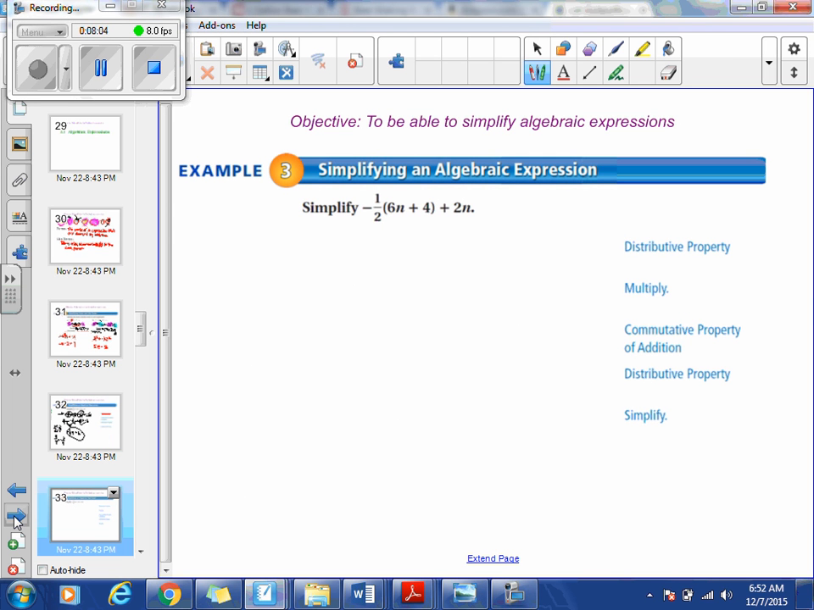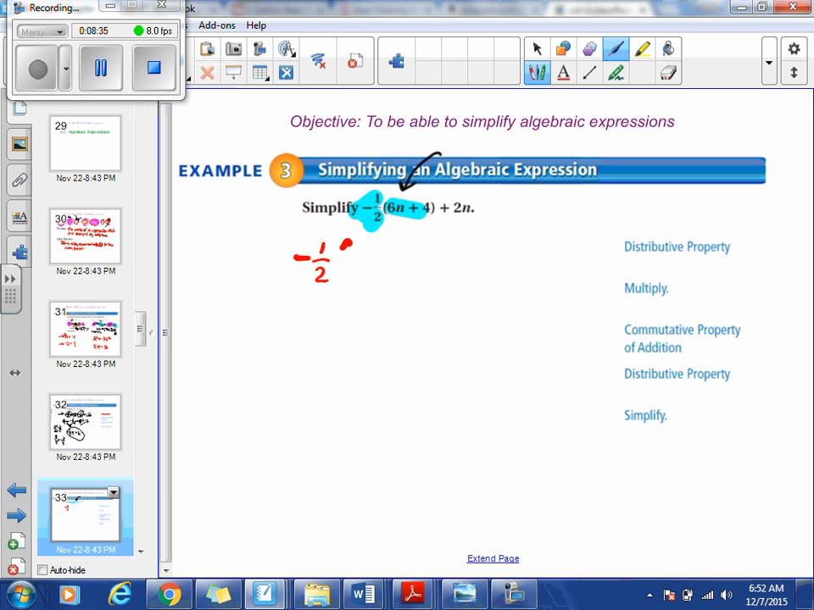Lastly, in this expression, I still have to follow order of operations, and when I look at order of operations, it says do groups first. I see that I have a group in this problem. However, when I look inside the group, I see that I can't combine them. I can't combine n's with 1's. Right? 6n plus 4, can't do that. But I can distribute, because outside here I have negative 1/2 times everything in this group, times each thing in this group. So I'm going to take care of that first.